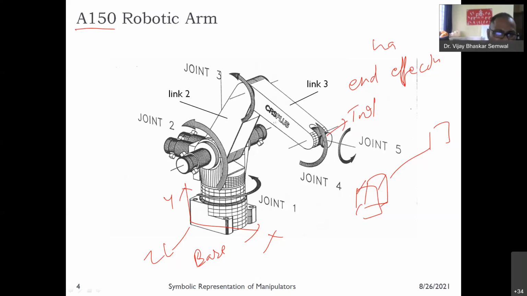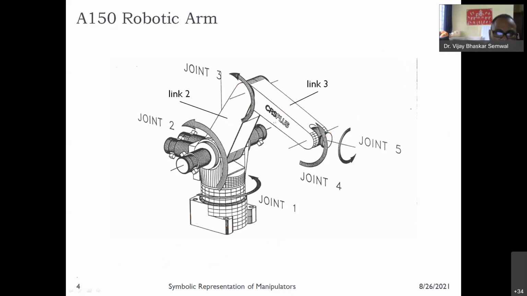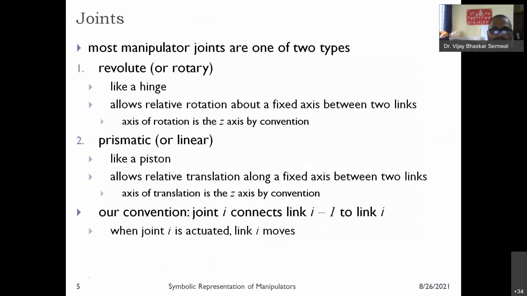There are certain joints. Joints depend on the number of degrees of freedom, and these are revolute joints because you are rotating. Then link length, then the third joint, then link length, then joint. This way you are moving. These are robotic joints. How many different types of joints are possible? Most manipulator joints are of 2 types: revolute joints and prismatic joints. Prismatic is when we are sliding over one another, and revolute is when we are rotating.